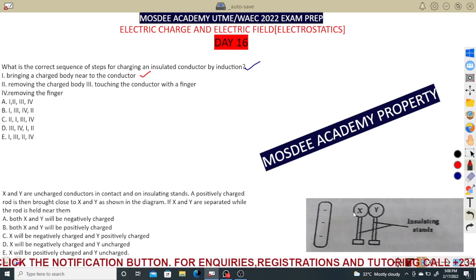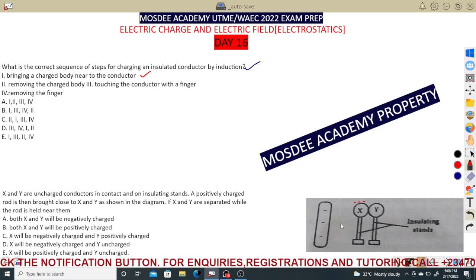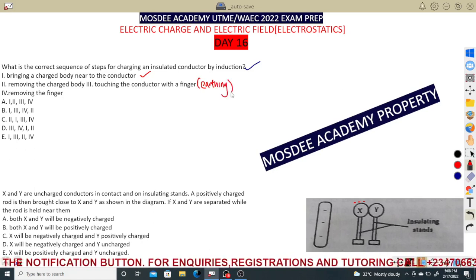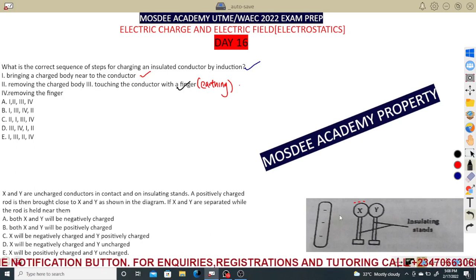Because the charge on the rod is negative, negative will take over in this case. After doing that, you now touch it with your finger so that the charges are distributed. That process is called earthing. Please note that I've talked about it already, so I don't need to waste time repeating myself. So the next step should be this one. Then remove your finger after the charges are distributed.